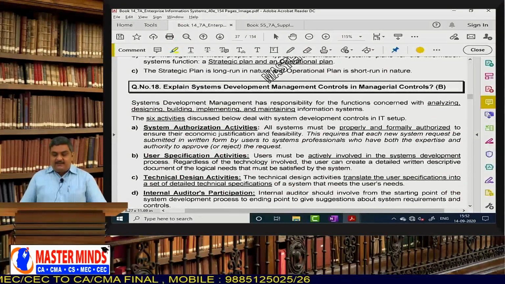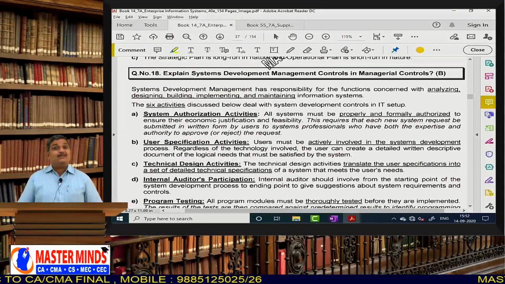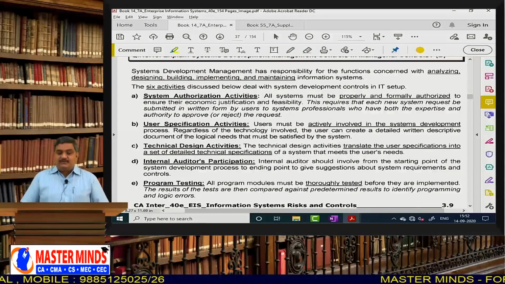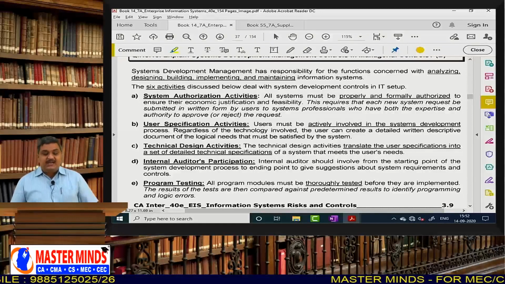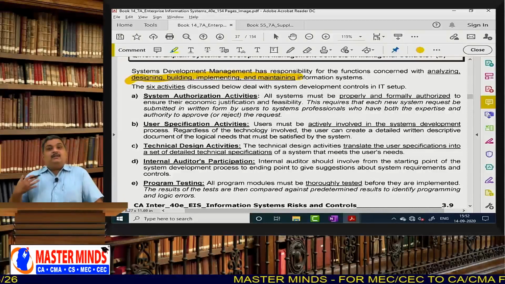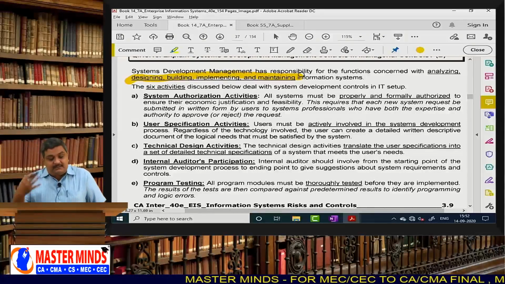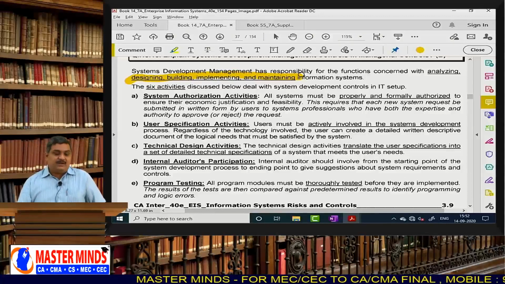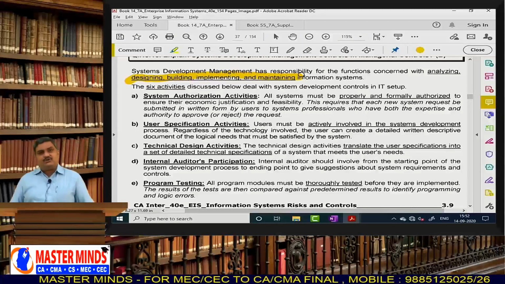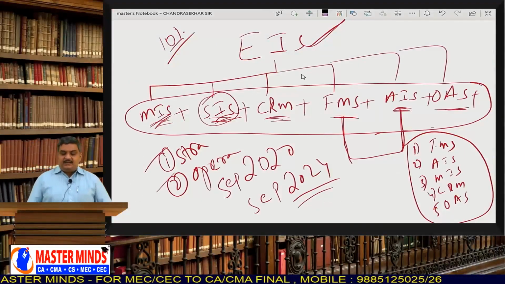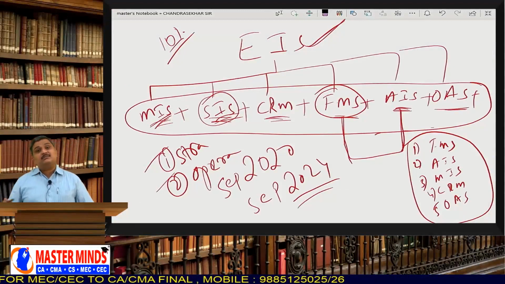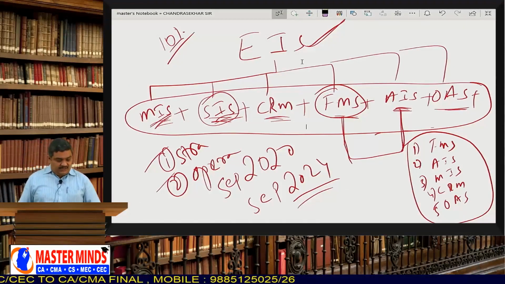Next, explain systems development management controls in managerial controls. See, system development management has a responsibility for the systems concerned with analyzing, designing, building, implementing and maintaining the information system. That means this steering committee again appoints another subcommittee regarding the systems development. That means how the system development should start, isn't it? First of all, we decided that we should have FMS, financial management system. Then how will that system be developed? Now in this question, we will learn.